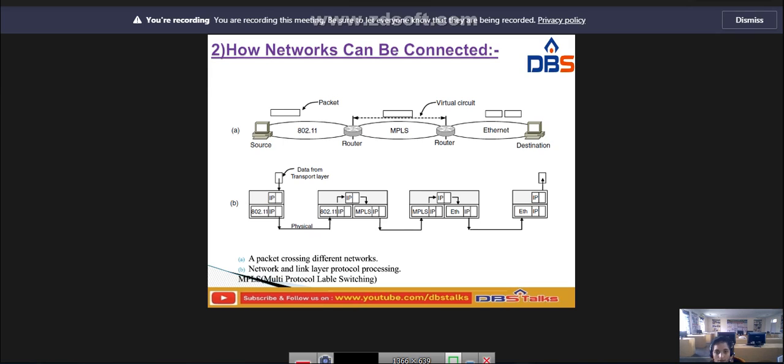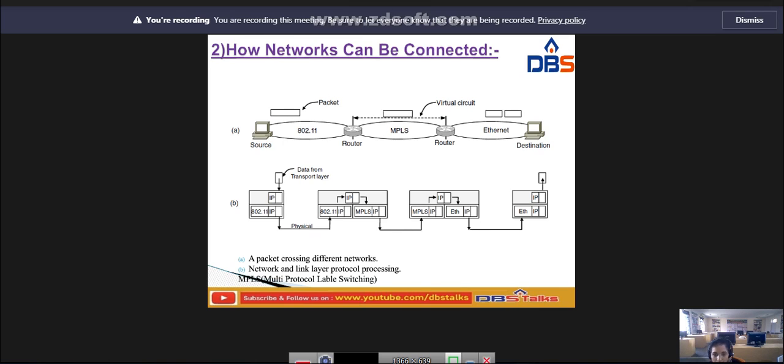So this is how the networks can be connected. This is the diagram here. This is the source and destination, and these are the routers. These are the values we have given here. So this is the packet. I am translating the packets to the router, the router will translate to another router, and that router will translate to the destination. So the packets will be moved between them. We have the virtual circuit.